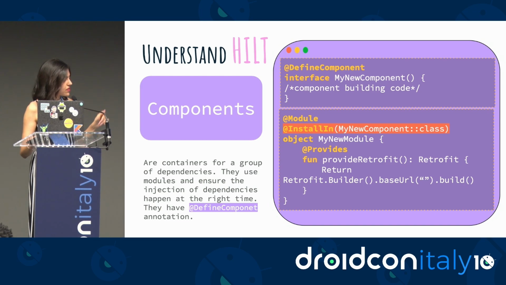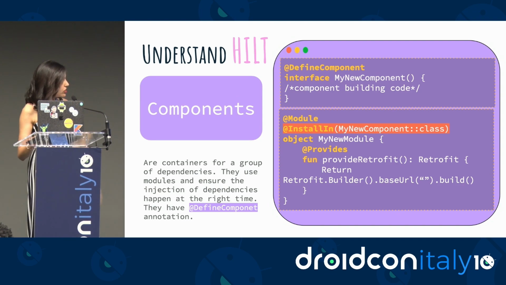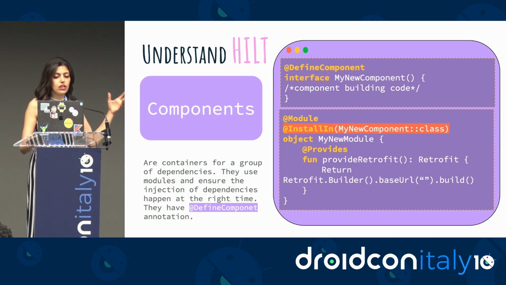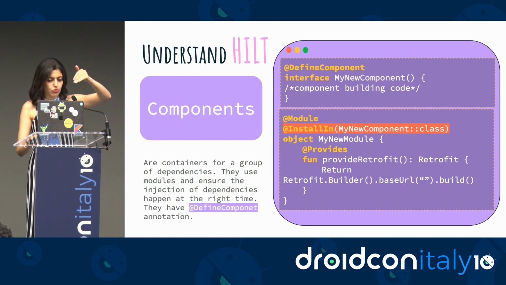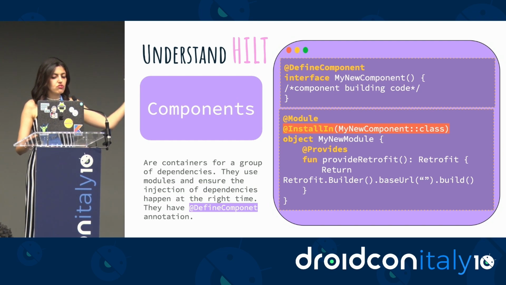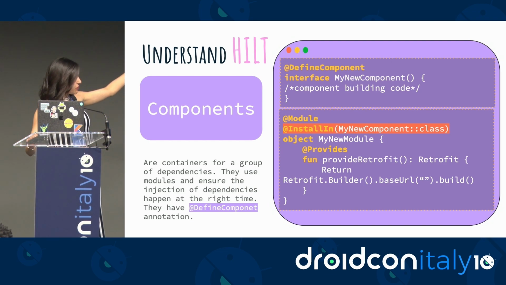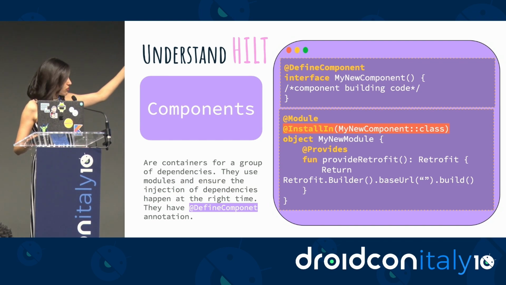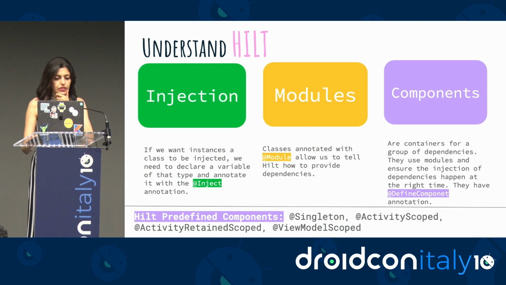So this is the same thing, but here in Hilt, we just create this interface and annotate it with @DefineComponent. So this is the container of our dependencies, and we will have to install our modules into the components. So, for example, I need the one which provides Retrofit and whatever else. I will need it in a specific component.